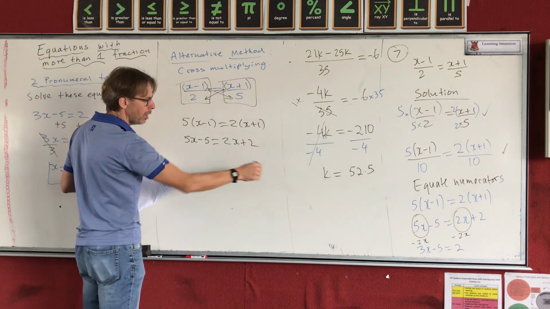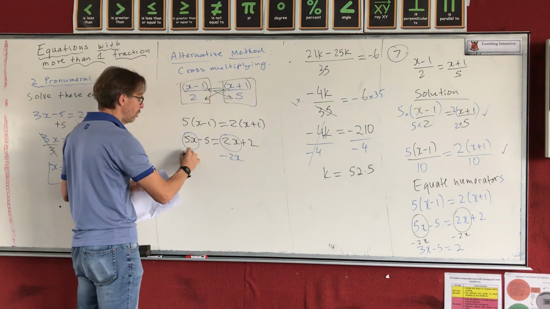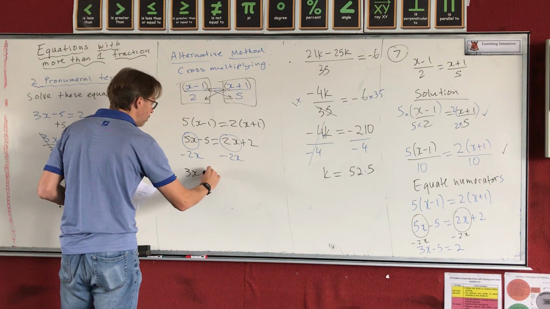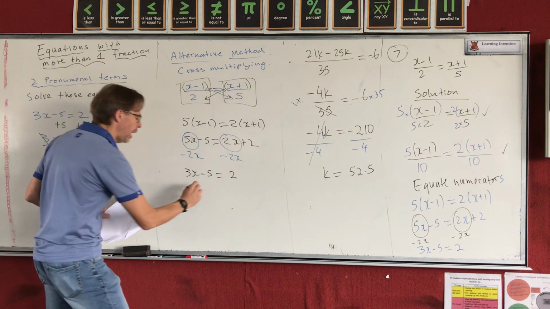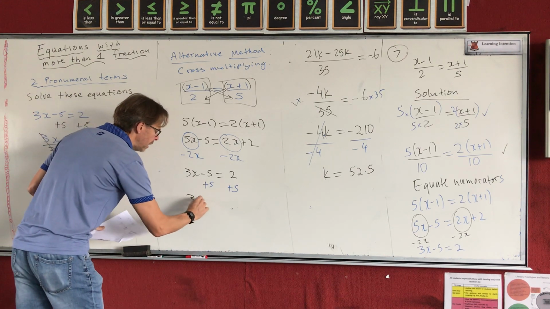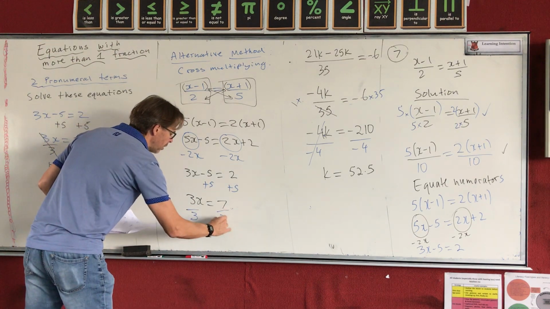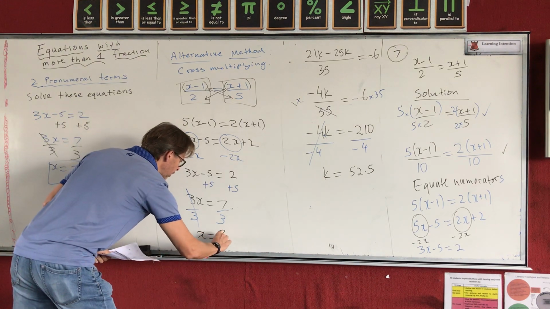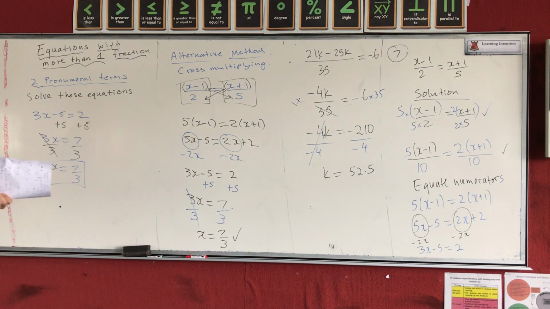You can see that I'm up to the same stage as before. Get rid of one of your pronumeral terms, minus 2x, minus 2x. And then 3x minus 5 equals 2. Okay, so add 5, add 5. 3x equals 7. And the last of all, divide by 3, cancel. That leaves you with x equals 7 over 3. Okay, so same answer as before, but slightly different method.